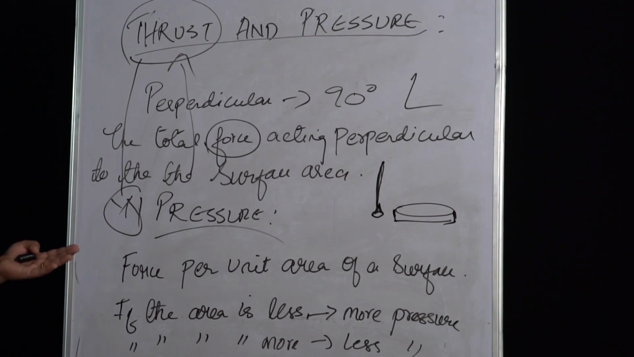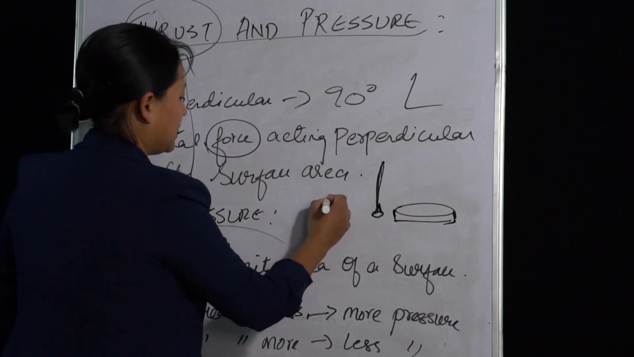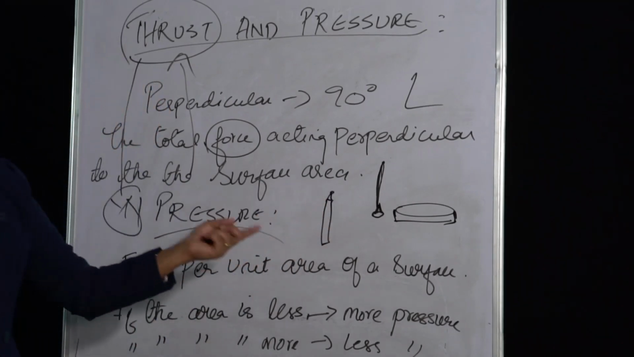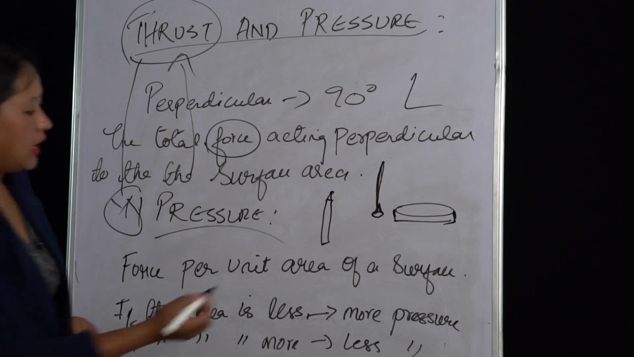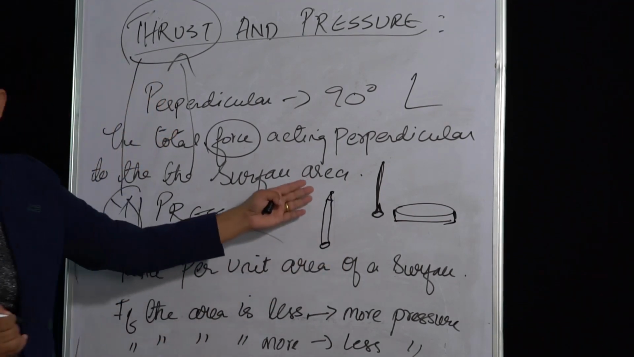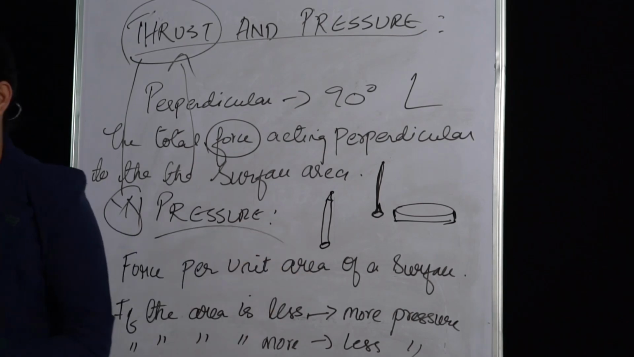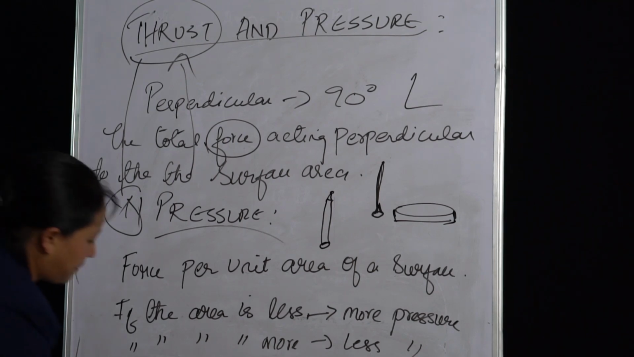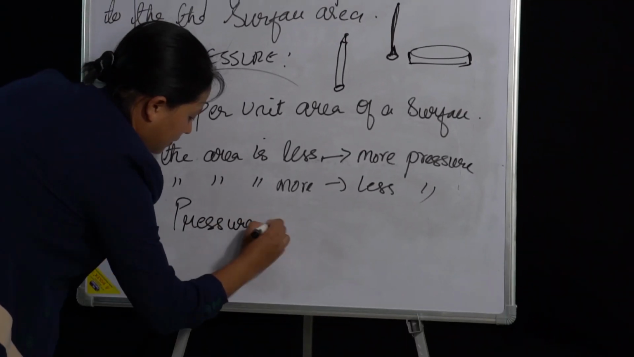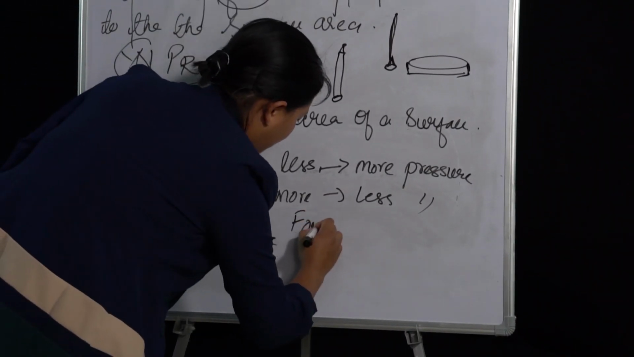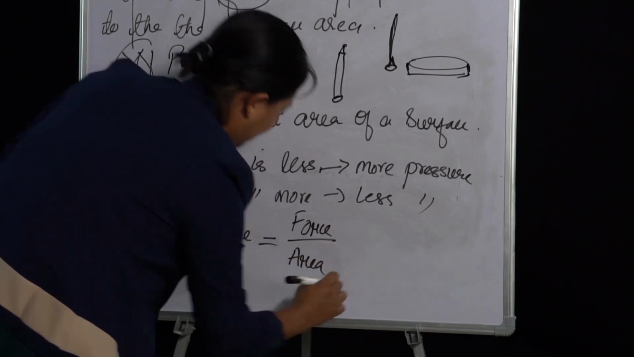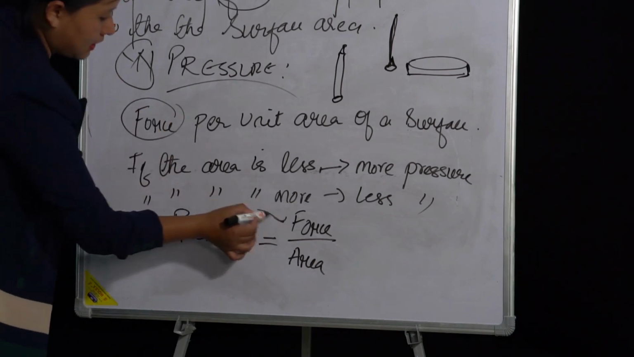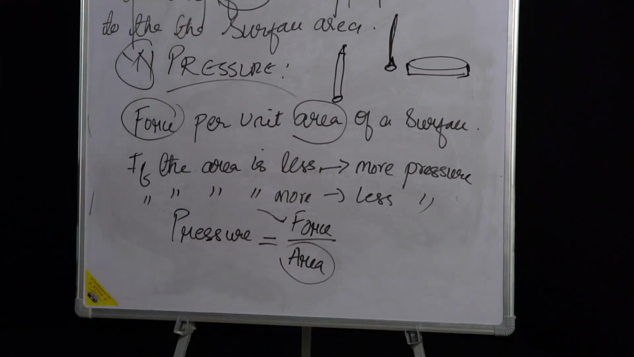Same with the second example, the pencil. This is the sharp end, and since the surface area is this much only, it is less, and that is why the pressure is more. The blunt end has a larger surface area compared to the sharp end, and that is why the pressure is less. Mathematically we can write pressure is equal to force divided by area. From the definition, this is the mathematical formula.